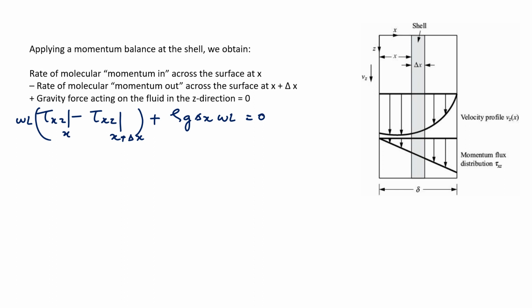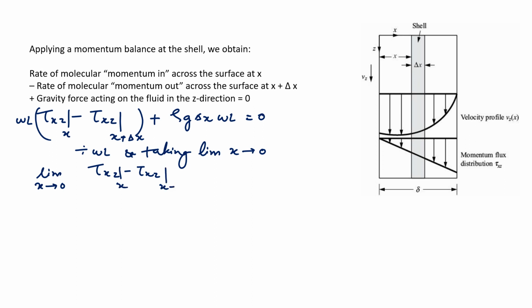So W L is common, taking W L out and taking limit delta x tends to 0, I get tau xz at x minus tau xz at x plus delta x upon delta x, plus rho g equals to 0.